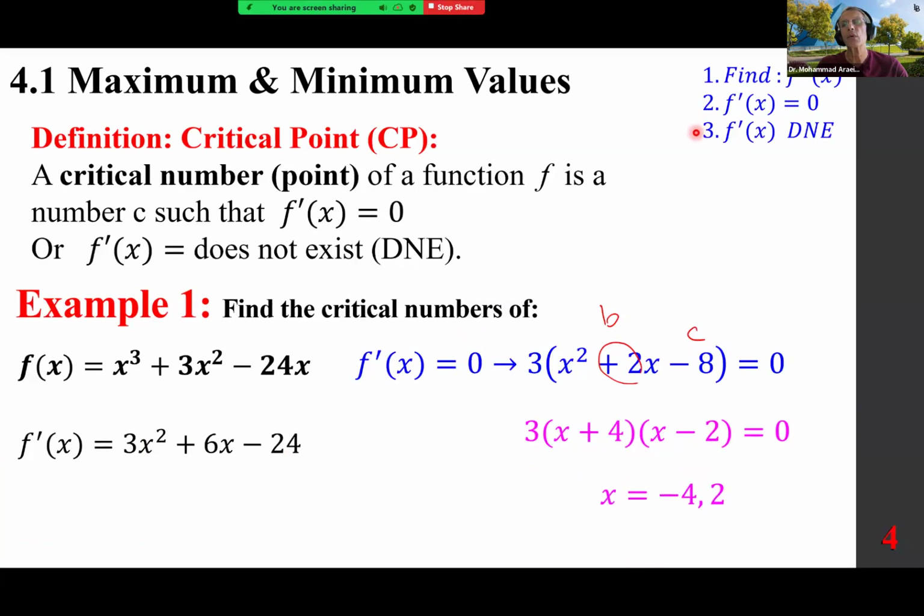As far as the third step is concerned, you also have to look for where f prime is undefined, or DNE, does not exist. F prime itself is a polynomial of degree 2, or a quadratic function. It exists everywhere, and therefore f prime of x DNE does not produce any solutions, and we are done.